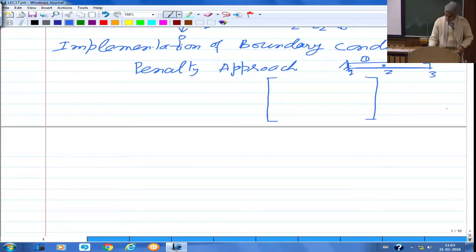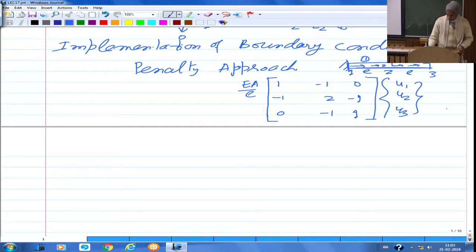This is a rod problem, subjected to a distributed axial force, q naught. Now if you want to solve this problem, let us say each element length is L, so EA by L you can take common, and then after assembly you will get 1, minus 1, 0; minus 1, 2, minus 1; 0, minus 1, 1, into u1, u2, u3 is equal to the right hand side. I am directly writing this, as we have done this kind of example earlier.